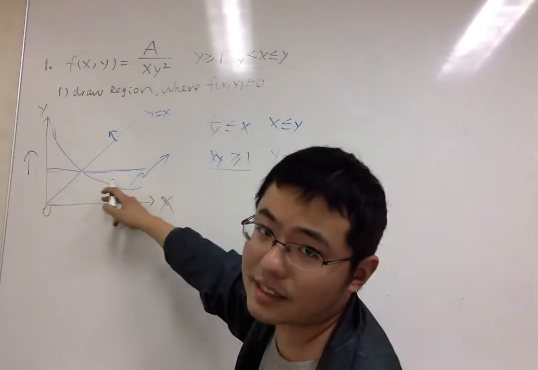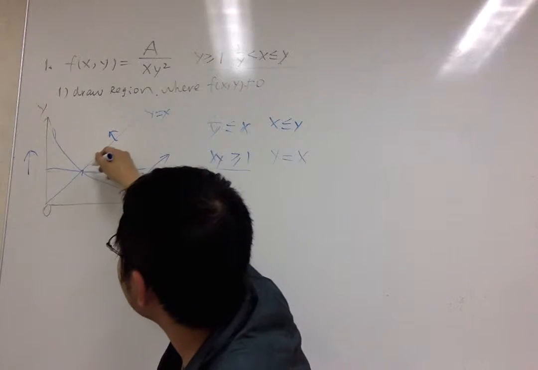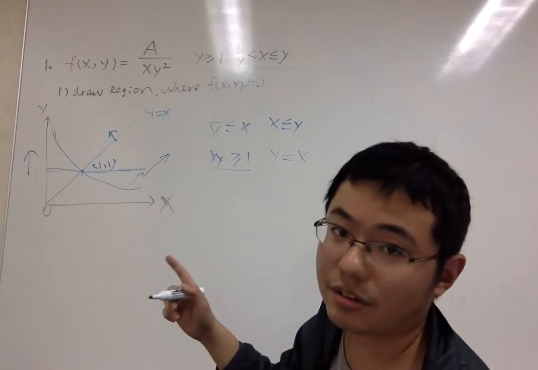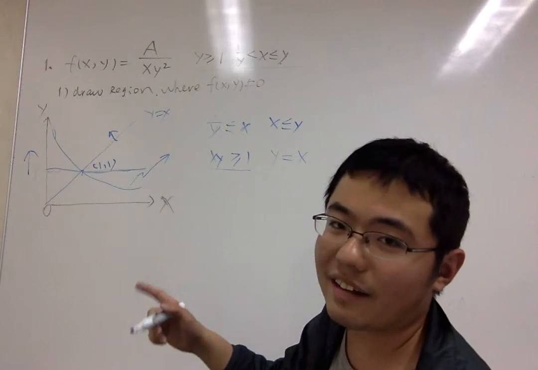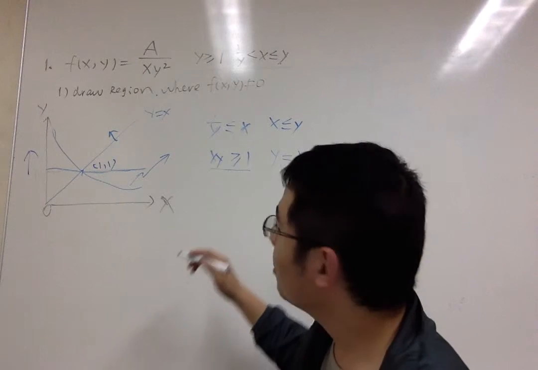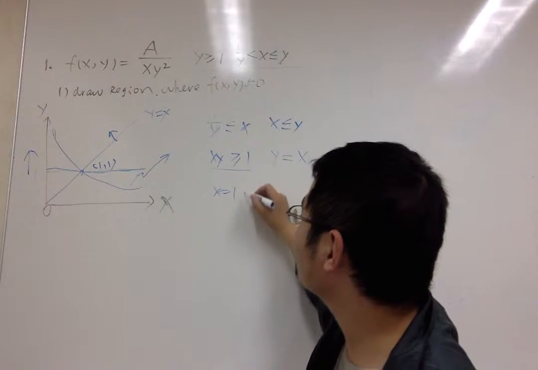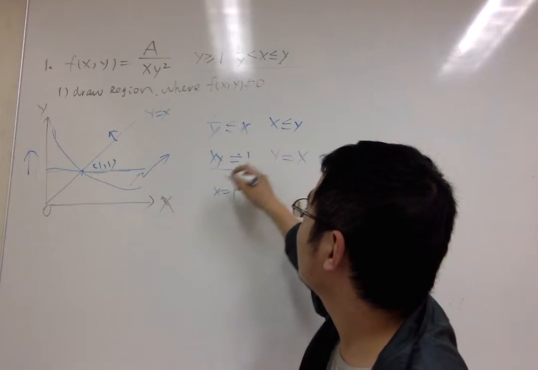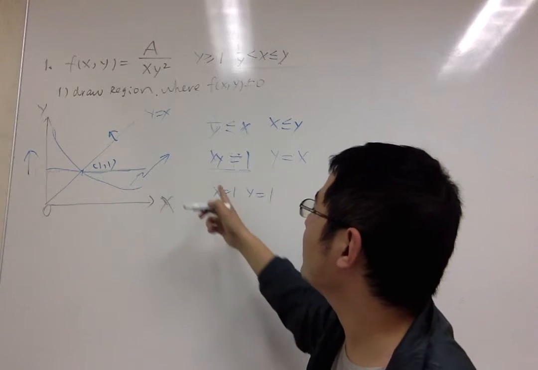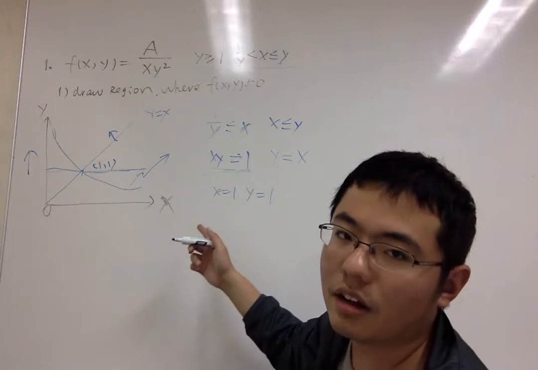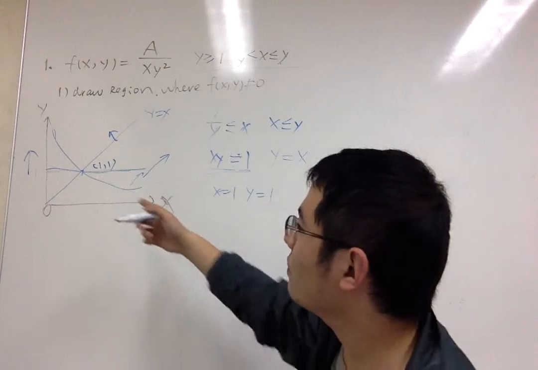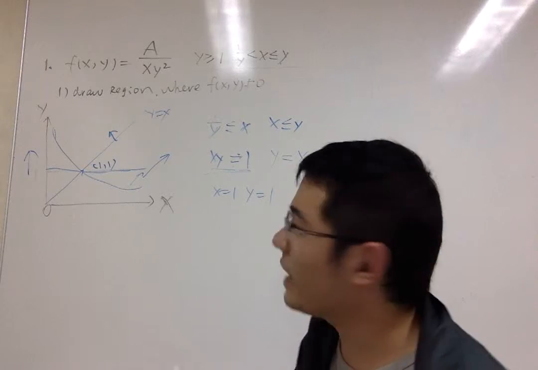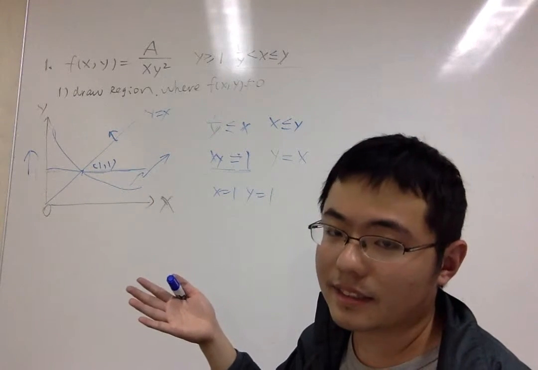Well, take a look at this intersection. This is actually (1, 1). I actually did some calculation, and after some easy calculation, we could see that when x is equal to 1 and y is also equal to 1, it actually satisfies the (1, 1) point. It's located on all of the three curves: the hyperbola, the horizontal line, and also the oblique straight line.